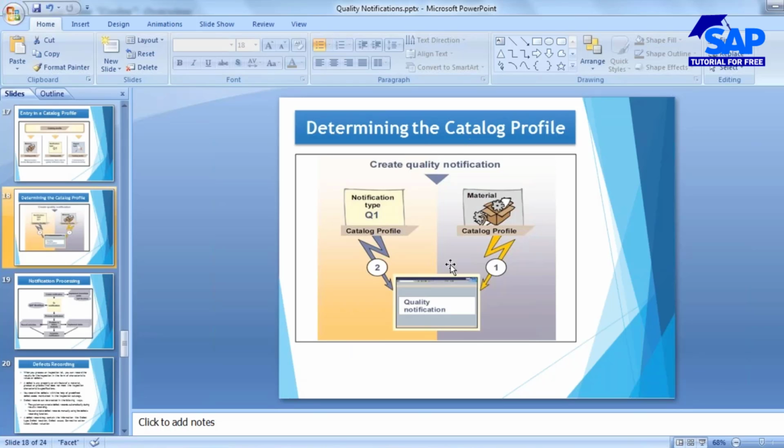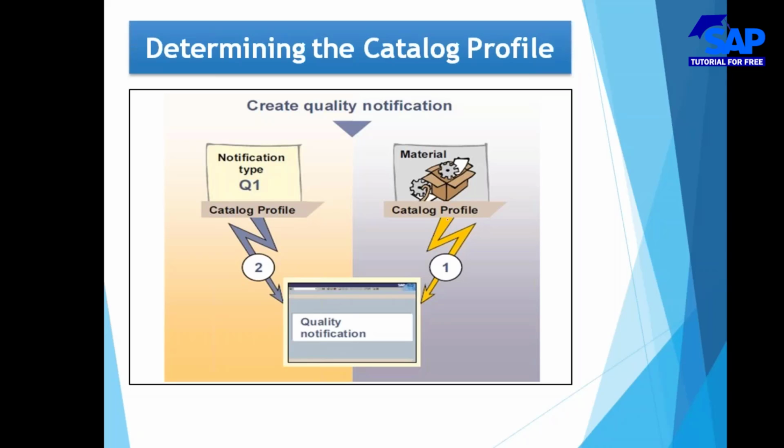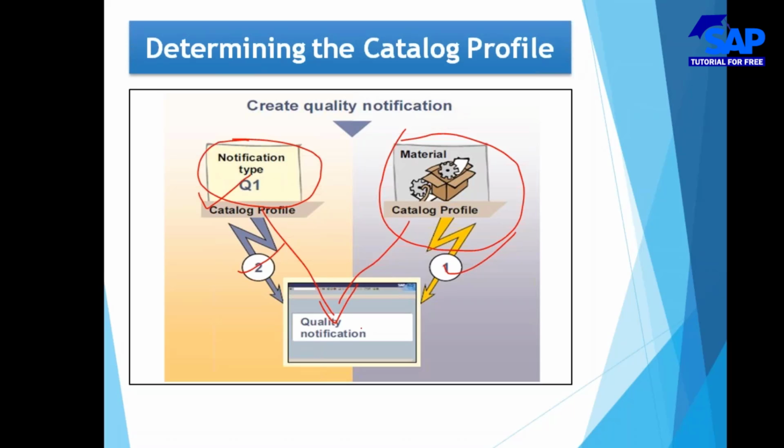While determining the catalog profile, as I said earlier, the system will first give priority to the catalog profile maintained in the material. First priority. If it is not maintained there, then the system will search the catalog profile in the notification type, which I have shown you already. Second priority. Accordingly, in the quality notification, the codes and code groups will appear.